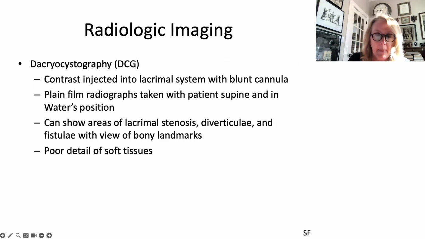Dacryocystography, DCG, is where you inject contrast into the lacrimal system with a lacrimal cannula. Plain film radiographs are taken with the patient supine and in a Waters position. Then you can show the areas of lacrimal stenosis, diverticuli, and correlate this with the bony landmarks, which are visible as well. You don't get soft tissue information from this type of study. You can also do it with fluoroscopy equipment.